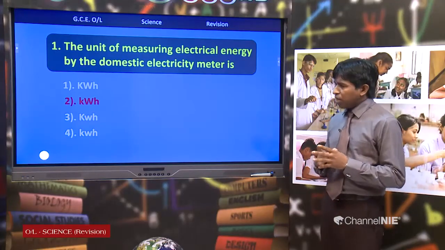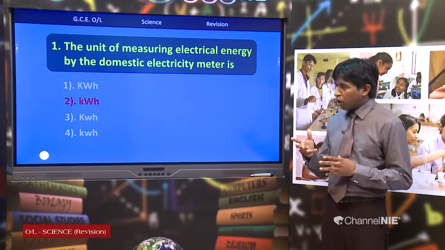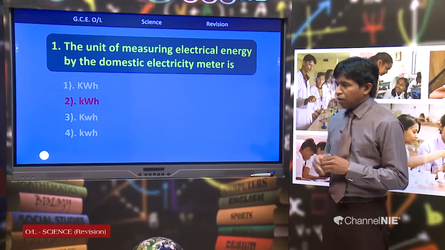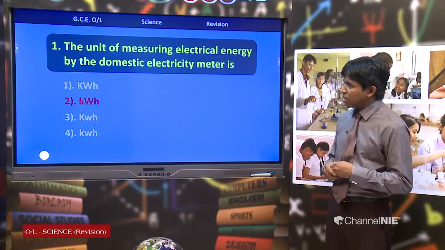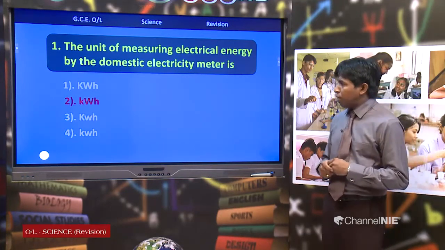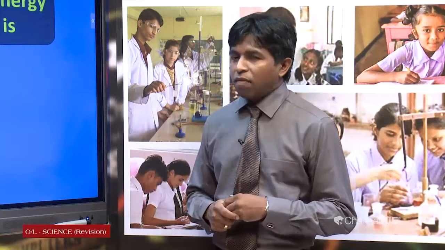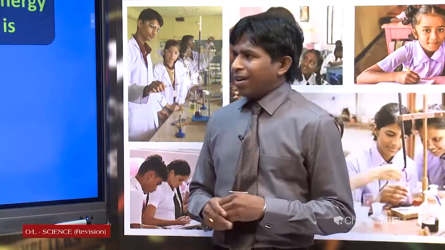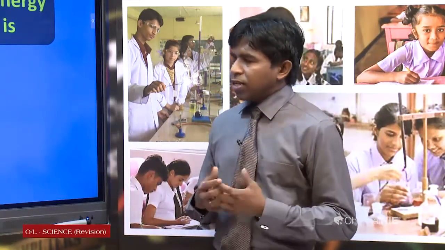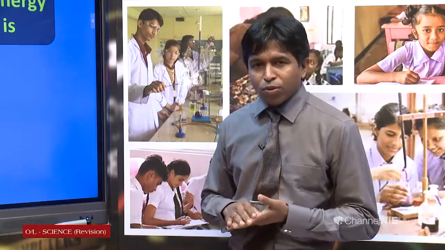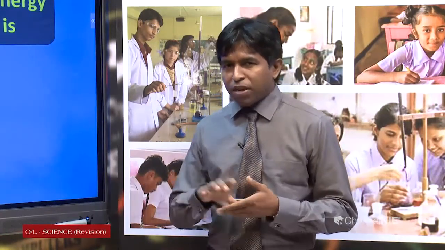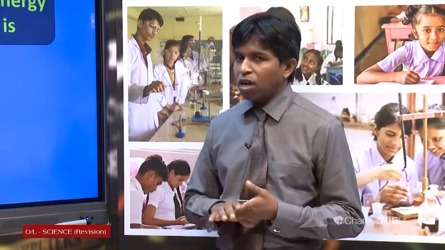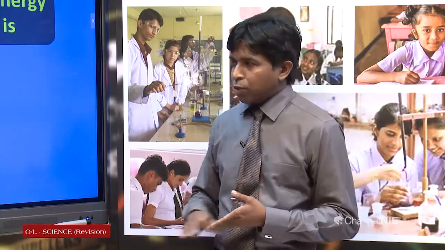What is kilowatt? How do we get kilowatt? The watt value divided by 1000 will be kilowatt, and the number of hours is given by simple H. Therefore, the unit of measuring energy by the domestic electricity meter is kilowatt hours, K simple, W capital and H simple. In your house we have the domestic electric meter. The electric meter records the number of units consumed at the end of the month in kilowatt hours, that is kWh. Let us move on to question number 2.